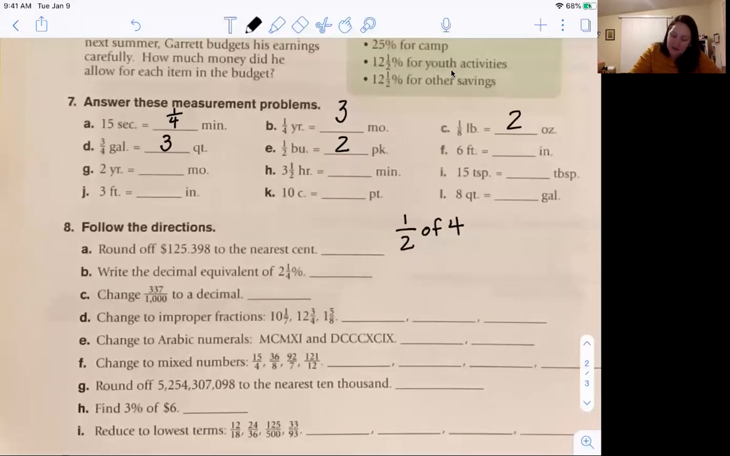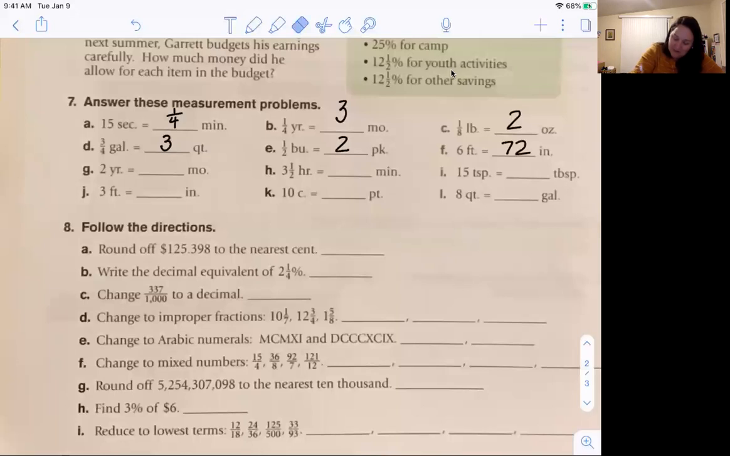Letter F is going to make something where we're really more familiar of. 6 feet is how many inches? Well, if I have 6 feet, I'm going from, what's bigger? From feet to inches, I multiply. And how many inches are in a foot? 12. And if I have 6 of those, 12 times 6, which is, that's right, 72 inches.